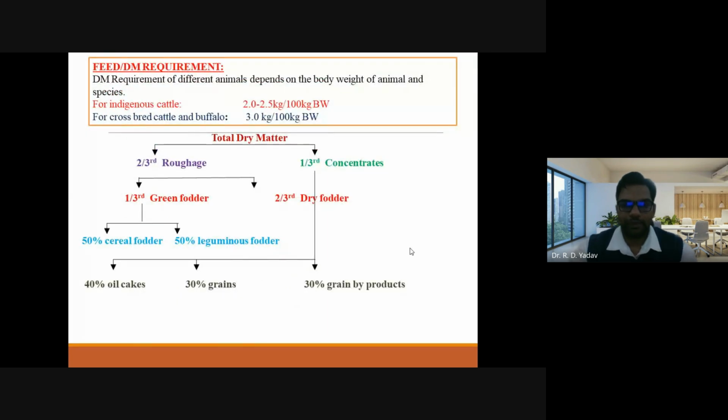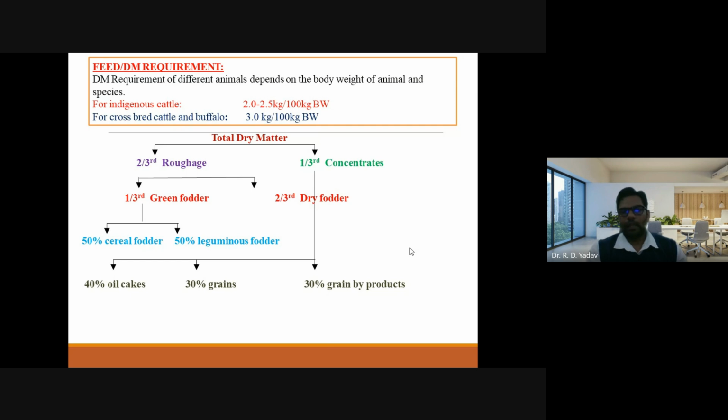So we have learned the nutrient requirement of different animals, their different feed ingredients, their composition, and the different feeding standards given for their requirement. So first we have to consider the dry matter requirement. A general formulation has been given for indigenous cattle: dry matter requirement is 2 to 2.5 per 100 kg body weight, or we can say 2 to 2.5% of body weight. In case of crossbred cattle and buffalo, it is 3% of body weight.